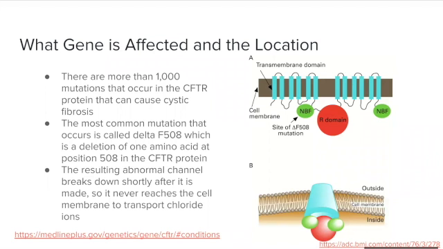The resulting abnormal channel from this mutation breaks down shortly after it is made, so it never reaches the cell membrane to transport chloride ions, which causes no control over the movement of water. So instead of the mucus being able to be thin and freely flowing, it gets all thick and sticky because there's not enough water.